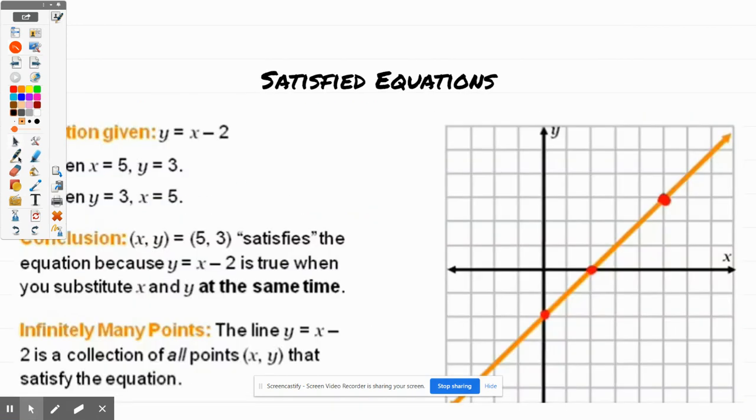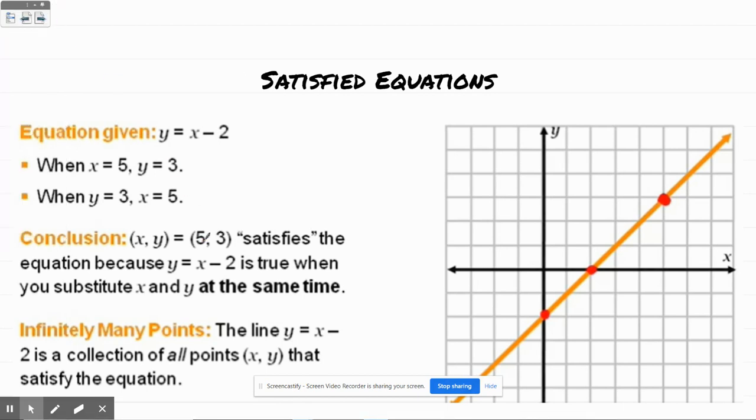All right, so when we say equations are satisfied, it means it's true. So if we have this equation y equals x minus 2, and you look, they graphed it for us. When x equals 5, 1, 2, 3, 4, 5, y equals 3. It satisfies the equation because it makes it true. Satisfies means makes it true.